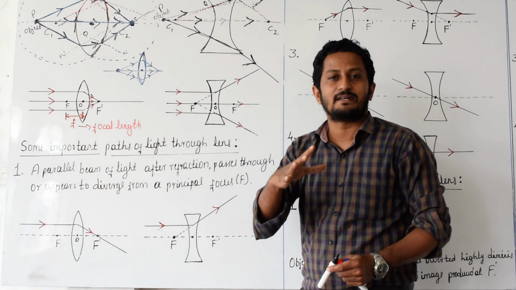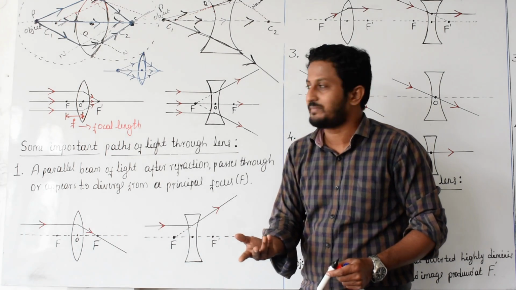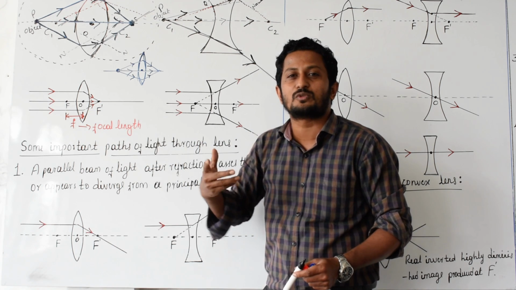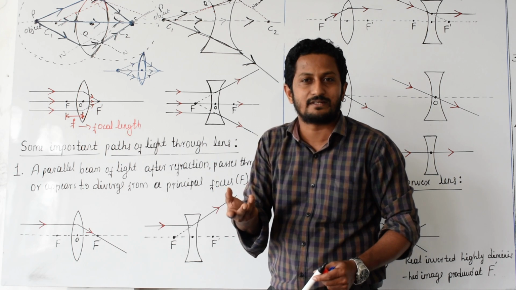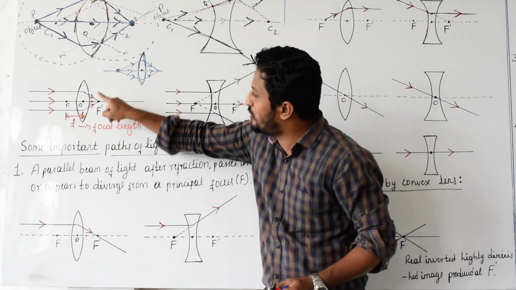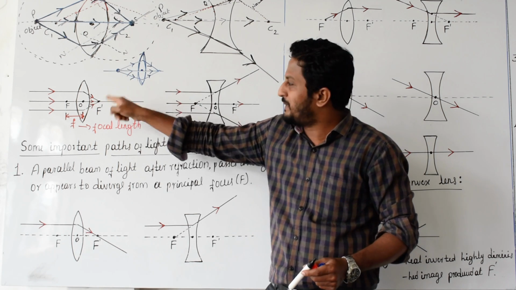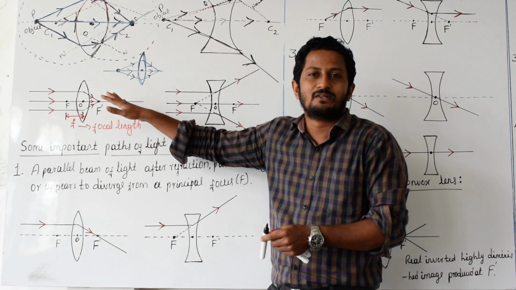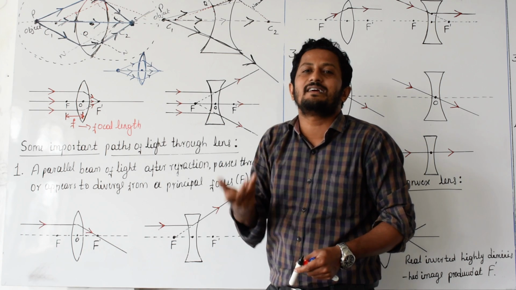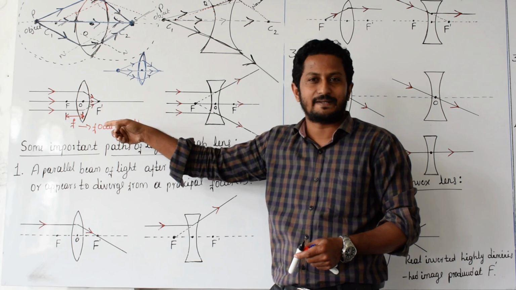That's why they say the principal focus point of a convex lens is real. What does it mean? Principal focus means where those parallel light rays are going to meet. In the case of a convex lens, those parallel light rays actually meet at that point. So this is an existing point. This principal focus is really there. So the principal focus of a convex lens is called real. I mean, at that point light rays are actually meeting.